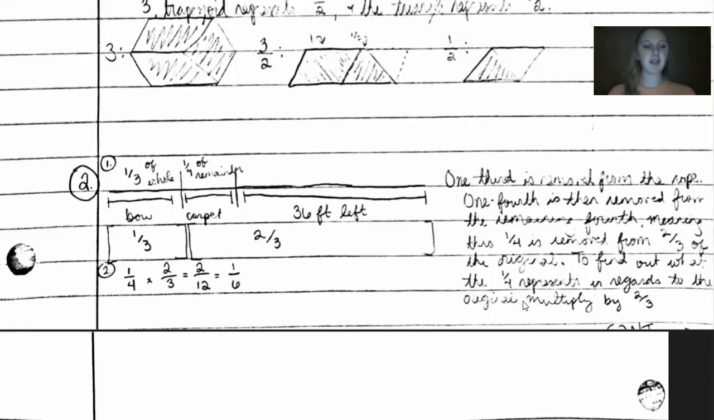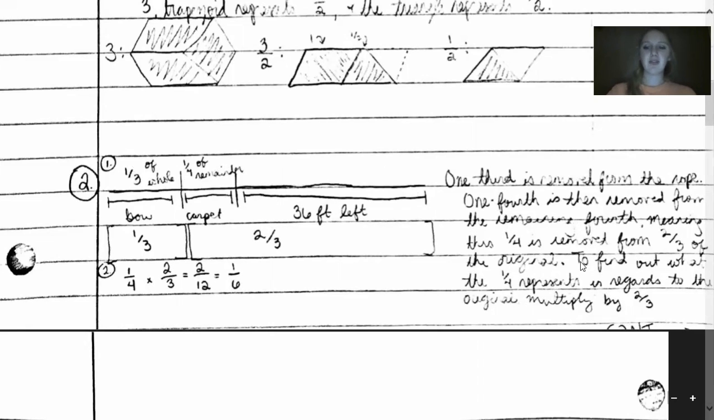So I've drawn it out here. We have this length of rope, and then we took 1/3 of it away to use for the bow painter. And then out of this remaining portion here, these 2/3, we took 1/4 to tie up a carpet. And now this remaining portion, after getting rid of the 1/3 and the 1/4, we have 36 feet left.